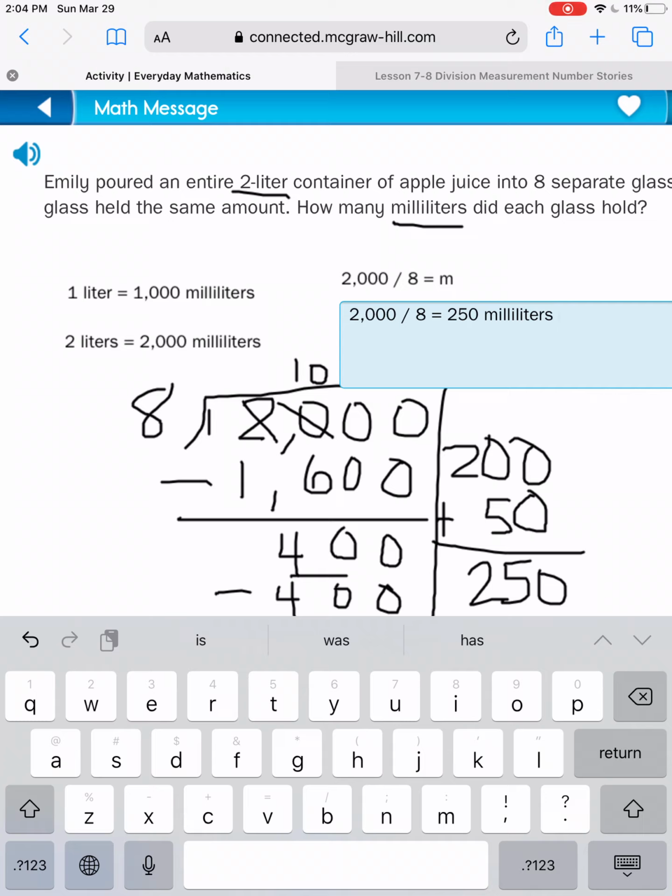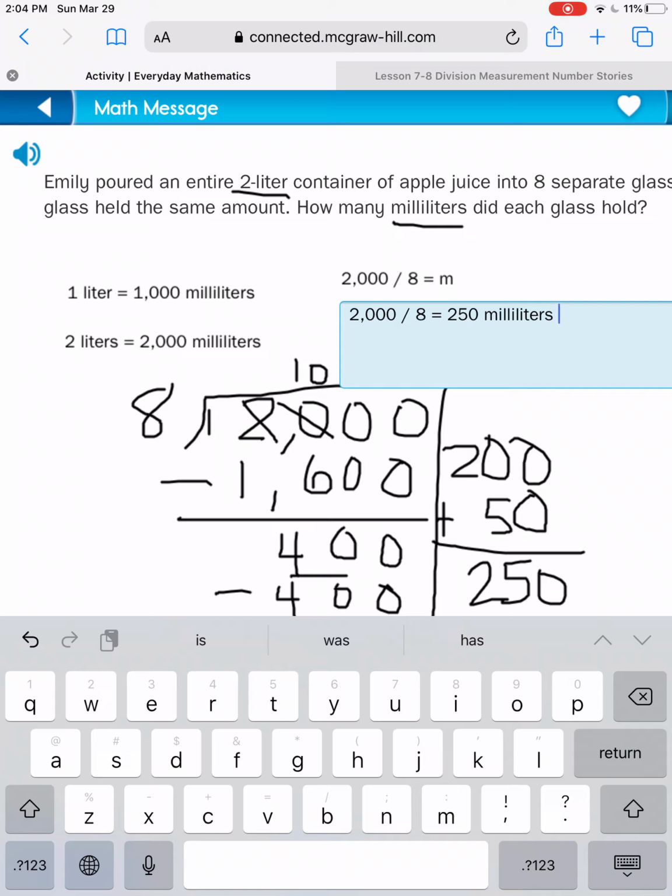You could have also drawn a measurement scale, like we see in our journals, and that could have helped you solve this as well. You could have drawn a drawing or a chart. There are many ways you could have solved this problem.